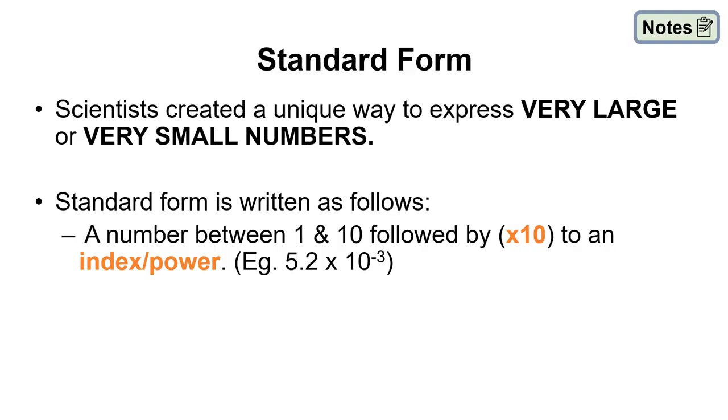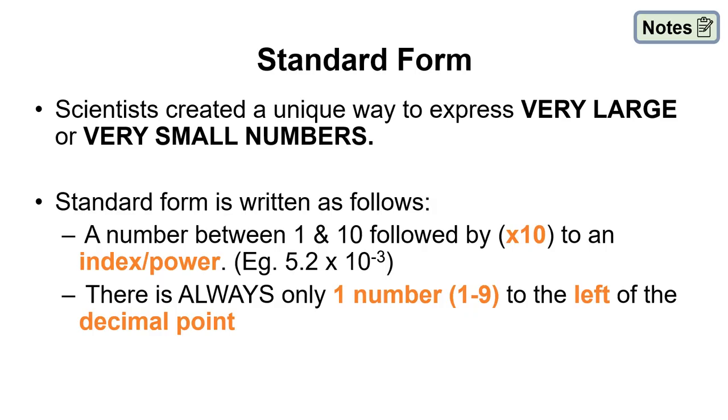Standard form is written as follows: a number between 1 and 10 is followed by a multiple of 10 to an index or to a power. For example, 5.2 is a number between 1 and 10 multiplied by 10 to the power of -3. There is always only one number to the left of the decimal point.